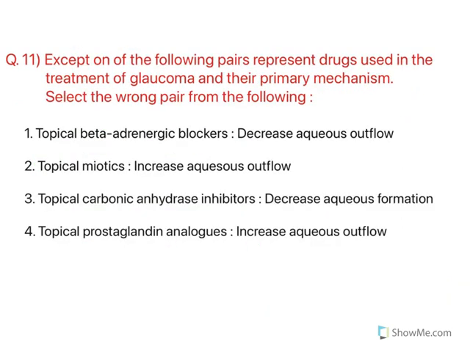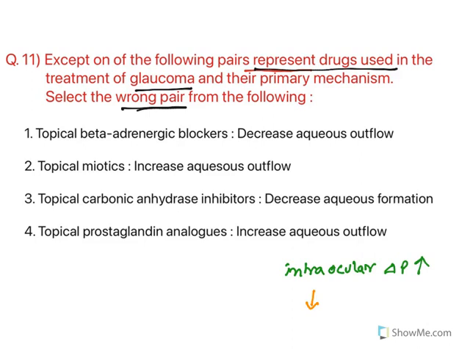Now, the next one. Except one, the following pairs represent drugs used in the treatment of glaucoma and their primary mechanism. So select the wrong pair. Now glaucoma is due to increased intraocular pressure. Intraocular pressure is increased. Now how do the drugs need to act? They need to reduce the inflow or increase the outflow.